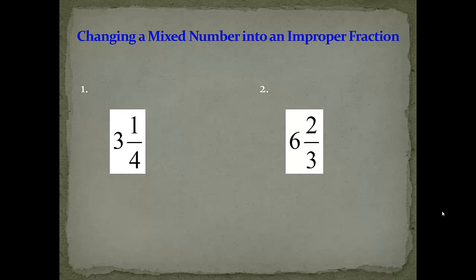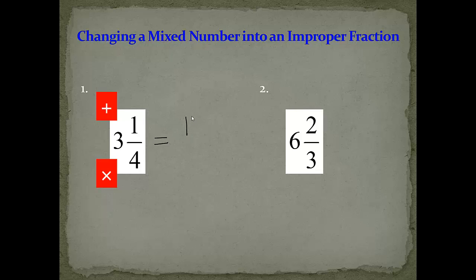Our first step is to multiply the denominator, which is 4, times our whole number, which is 3. And 4 times 3 is 12. Next, we will add the numerator, which is 1. So 4 times 3 was 12, plus 1 is 13.